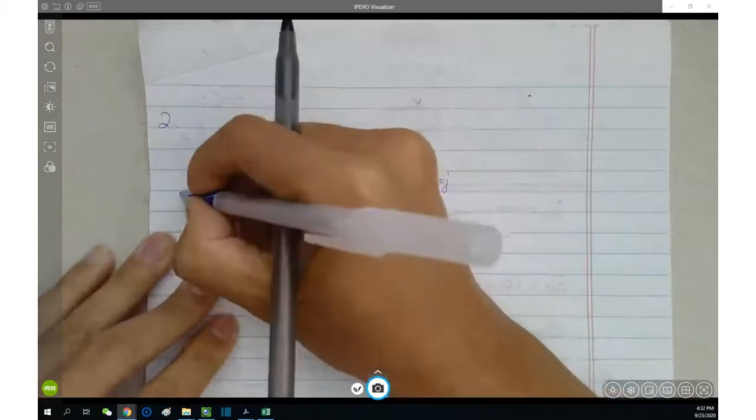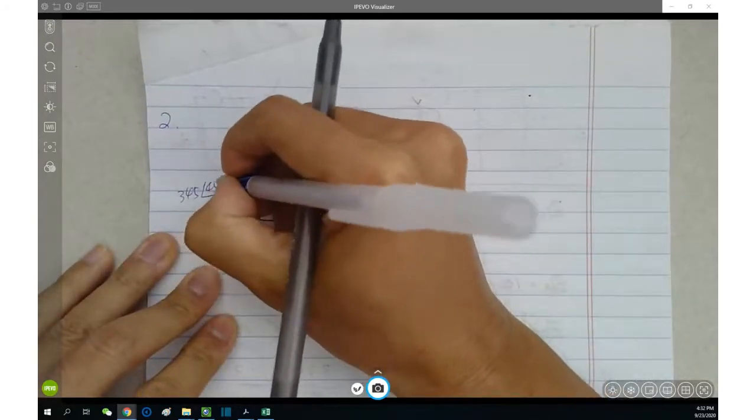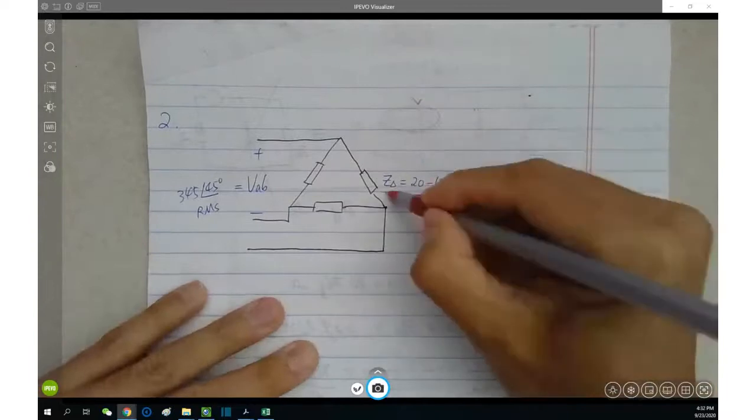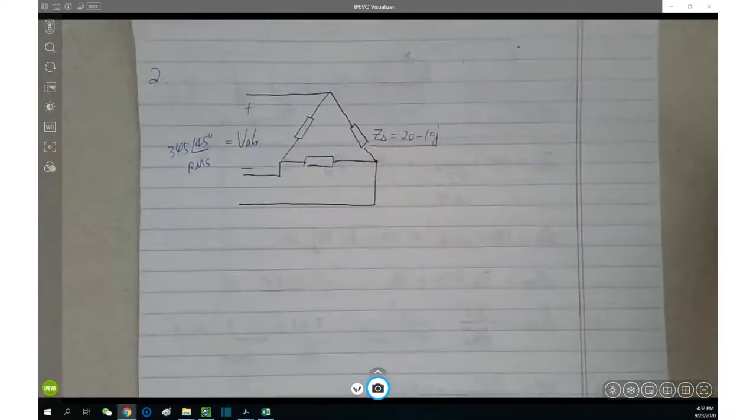V_AB is 345 angle of 45 degree RMS, nice. So you need to be very clear what are given, right? So first of all, this load is very clear. This is just a balanced three-phase load, delta connected.